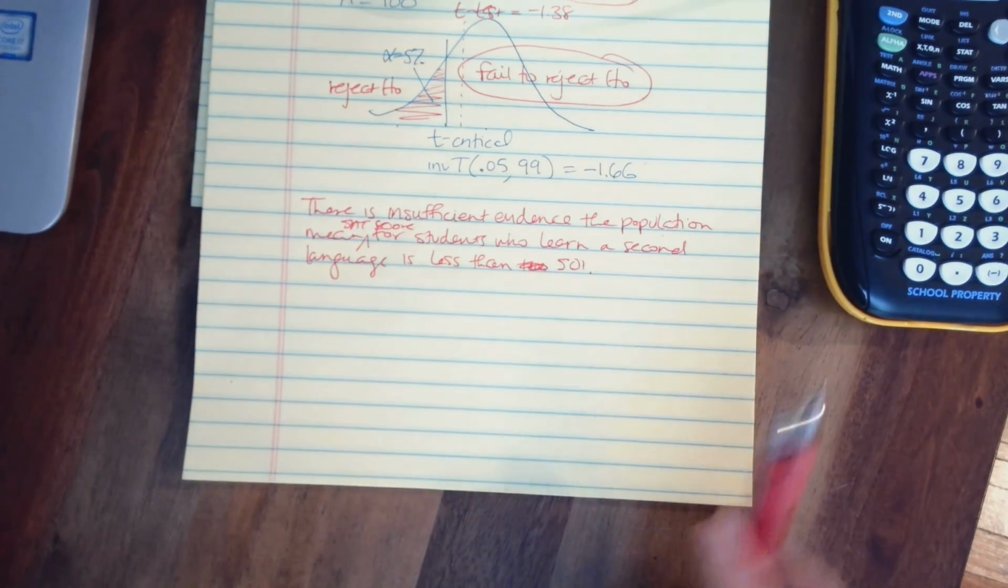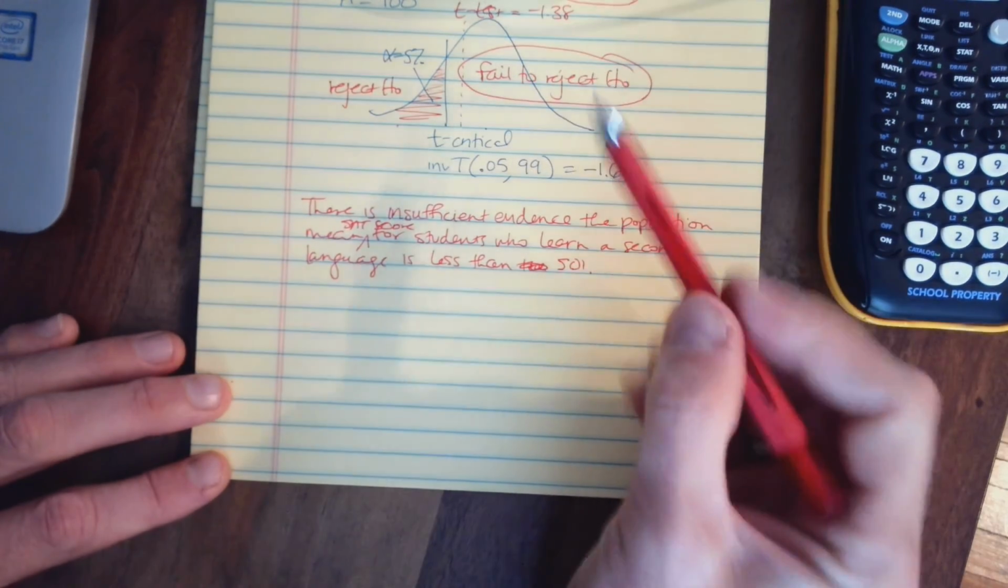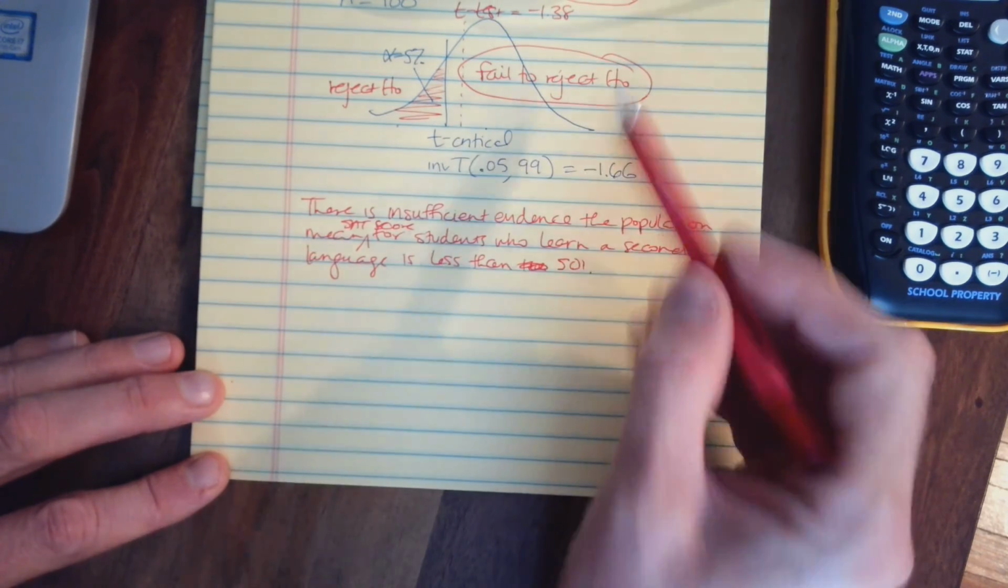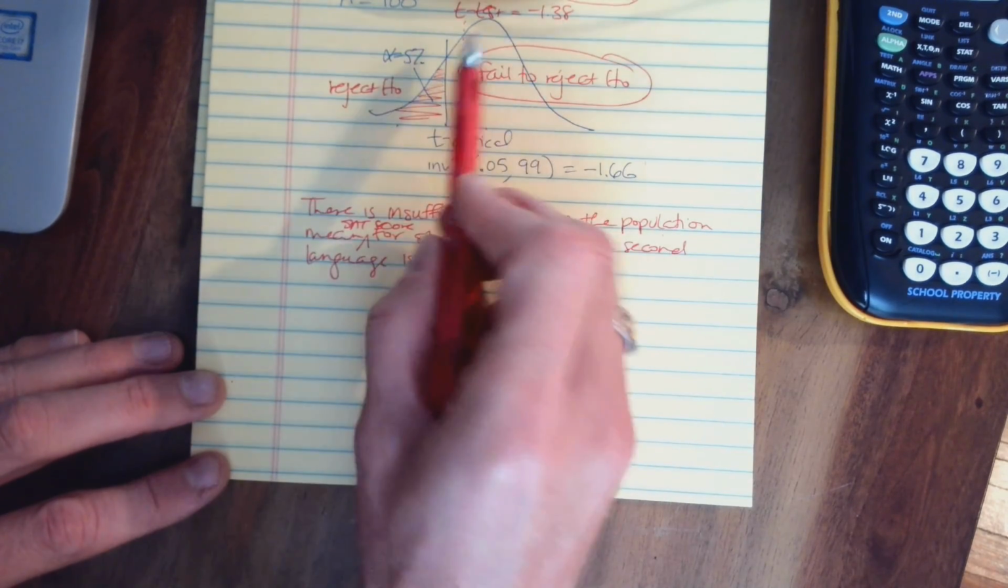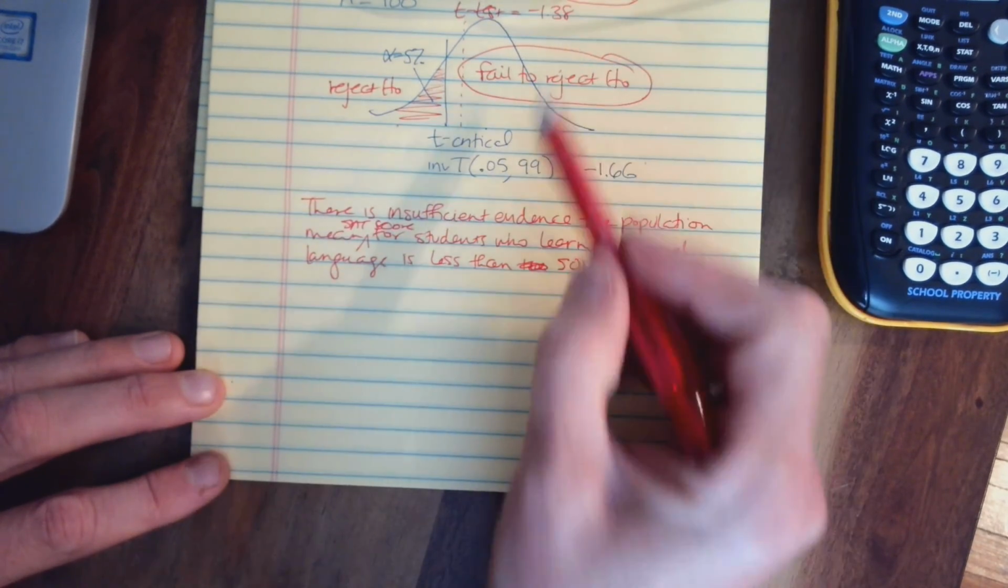All right, so there's just another example of a hypothesis test for the mean, using either the critical value method or the p-value method.